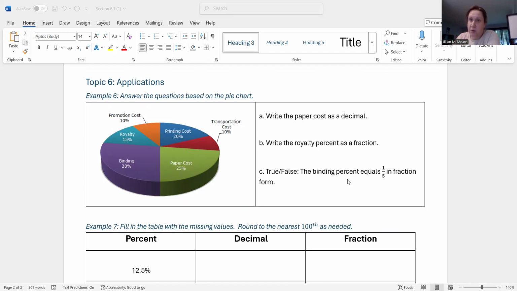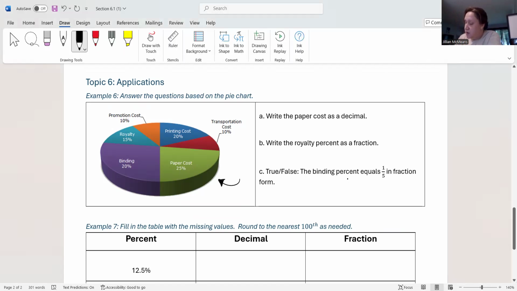So we have to figure out which pie in this pie chart represents the paper cost. Well, it's this nice green pie piece right here. And we are told that the paper cost for whatever this situation is, the paper cost is 25%.